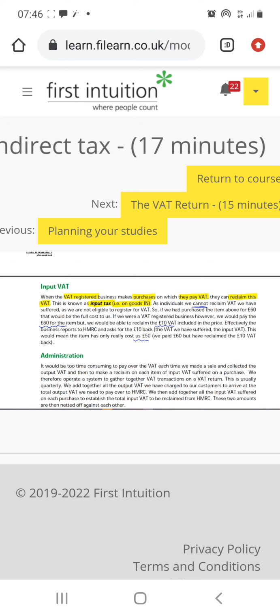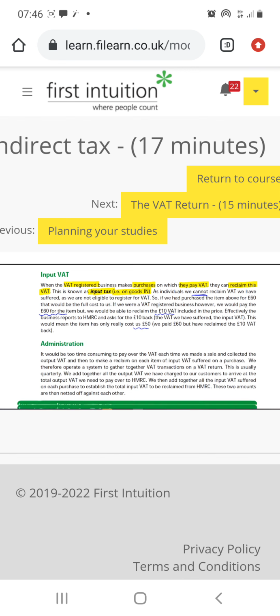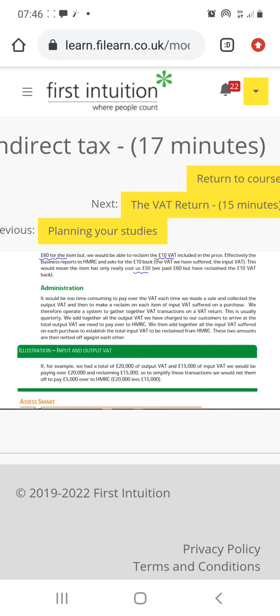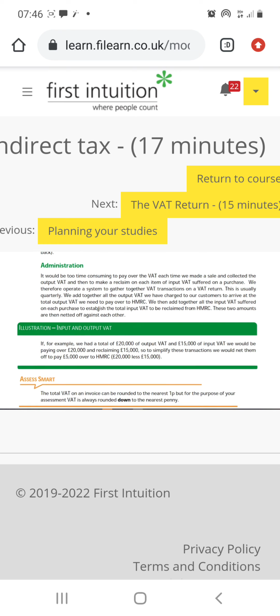So how does this actually work in reality then? What's the system? Well, administratively, you can imagine it would be incredibly difficult if we had to deal with the VAT on each transaction individually. Think about a large company, say like Marks and Spencer's. If they had to account for the VAT on every individual transaction one by one through the day, that would be hundreds of thousands of transactions each day. It's just too much. So they can't pay over the VAT one transaction at a time.